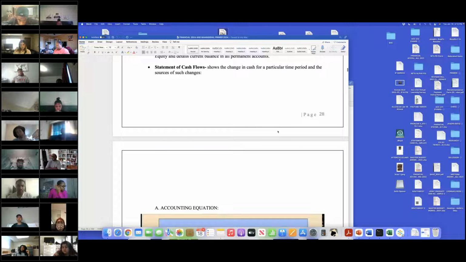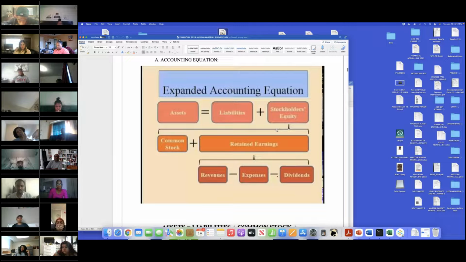This is the accounting equation. Assets equal liabilities plus stockholders' equity plus common stock plus retained earnings. So this is an equation you'll be memorizing. You'll see it all the time. This is the foundation of what accounting is about. Assets equal liabilities plus stockholders' equity plus common stock plus retained earnings.